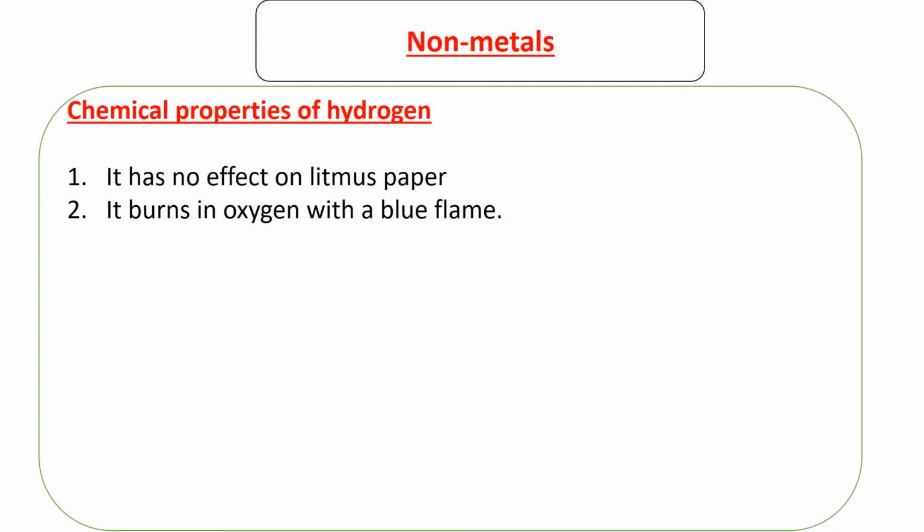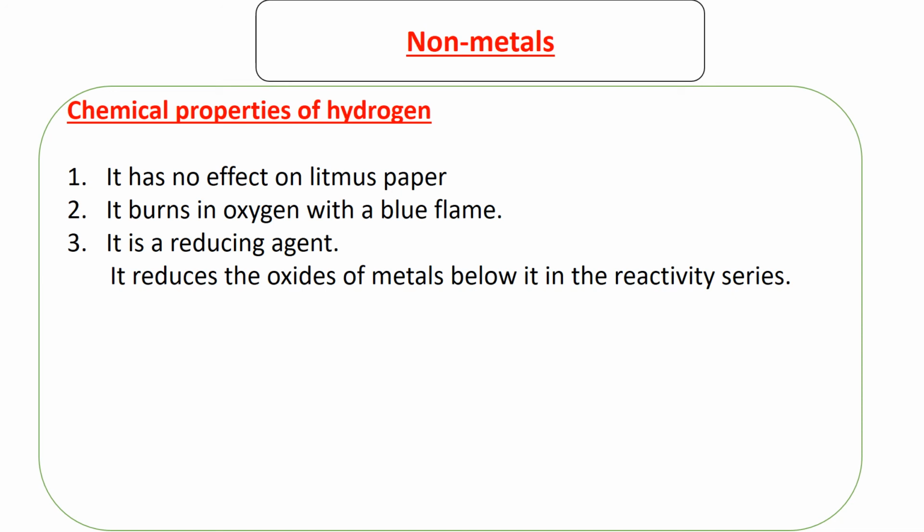It burns in oxygen with a blue flame. So if you try to burn hydrogen, it's going to produce a blue flame. It is a reducing agent. What that means is, if there is oxygen in another substance and you react that substance with hydrogen, the oxygen is going to be taken away. Remember, being a reducing agent is having the capability to take away oxygen from a compound.